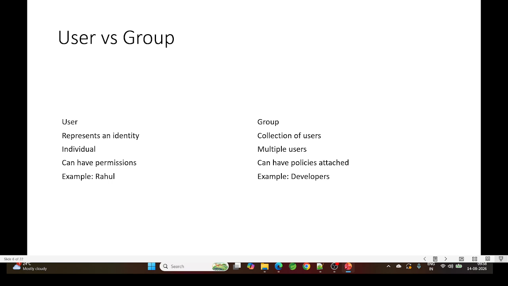Now let us see the difference between a user and a group. A user represents an individual identity. A group is a collection of users. For example, Rahul is a user, developers is a group. Rahul can belong to the developers group.